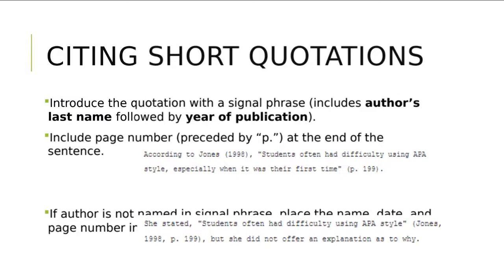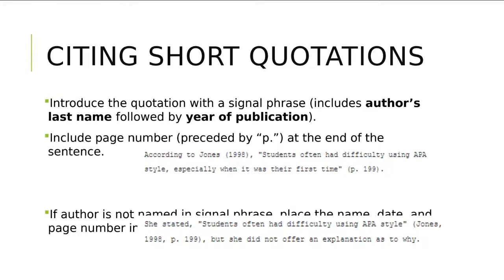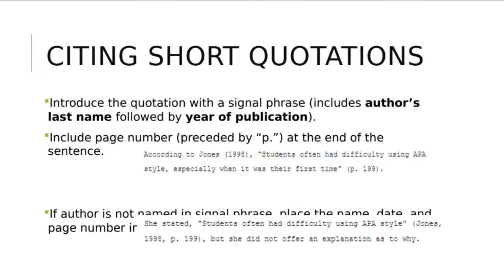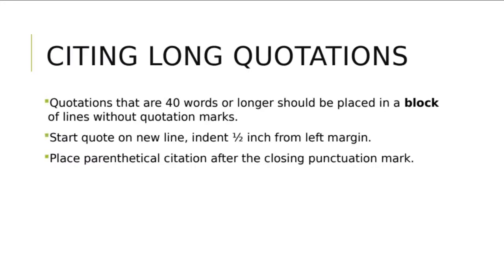Now you can also do it like this for the second one, where you put Jones, comma, the year, comma, page number. Stylistically, however you like to do it, but make sure you put that page number after the quote to clarify for the reader. So citing long quotations, you're going to be using block text, so that's 40 words or longer. That's similar to MLA where it's 4 lines or longer, and you're just going to block it.